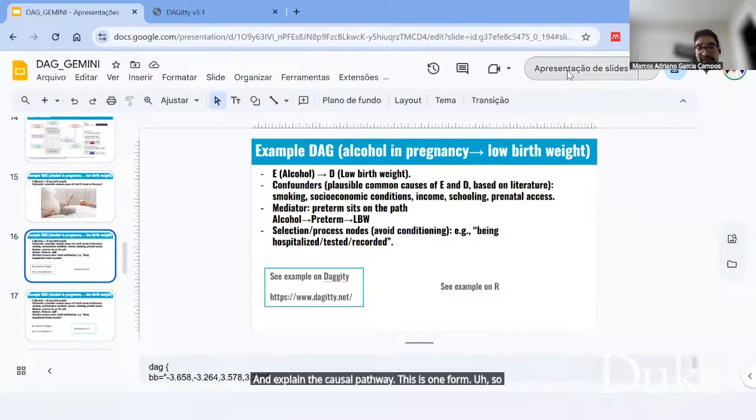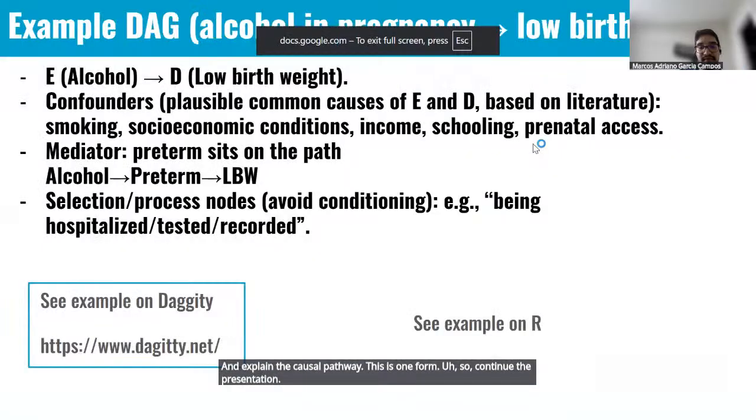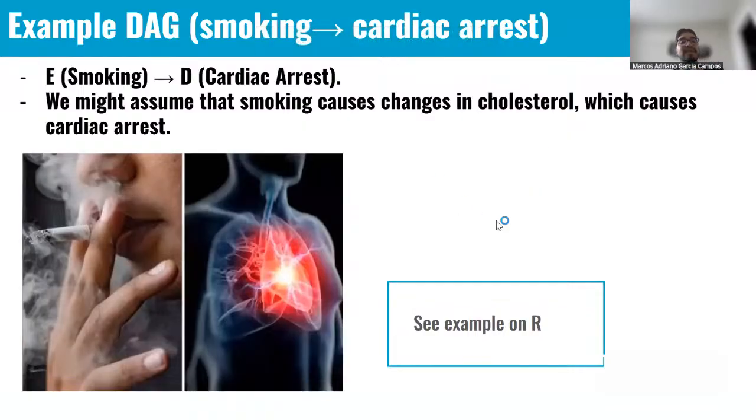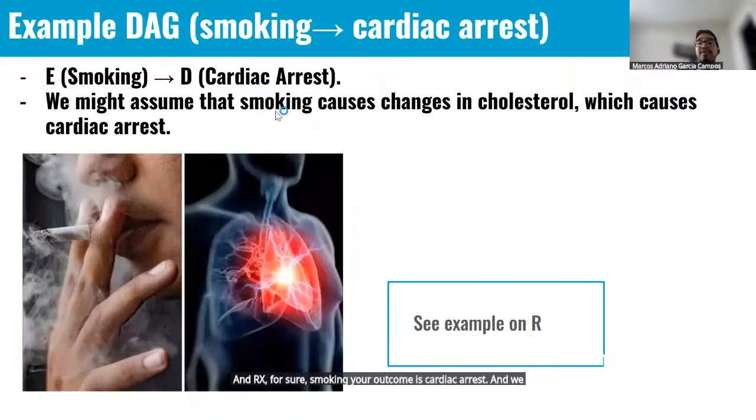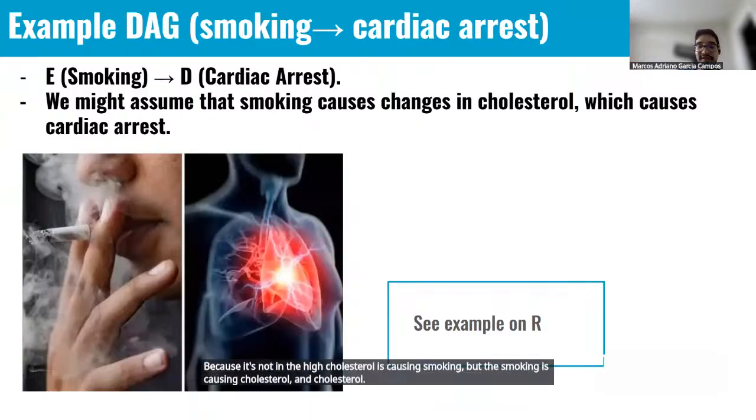So, continuing the presentation, another example is smoking can lead to cardiac arrest. We know there is a connection between the two. Our exposure is smoking, our outcome is cardiac arrest. And we might assume that smoking causes change in cholesterol, and the cholesterol will cause cardiac arrest. So here the cholesterol is a mediator, because it's not high cholesterol causing smoking, but smoking causing cholesterol, and cholesterol causing the cardiac arrest.